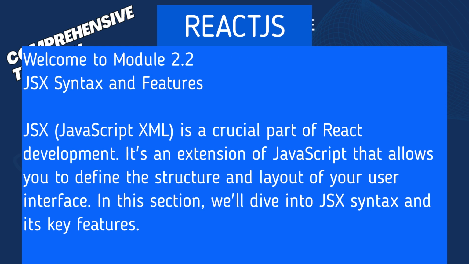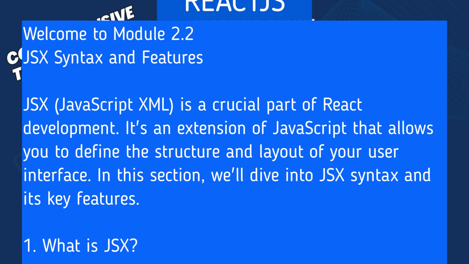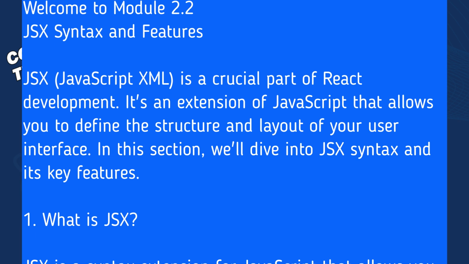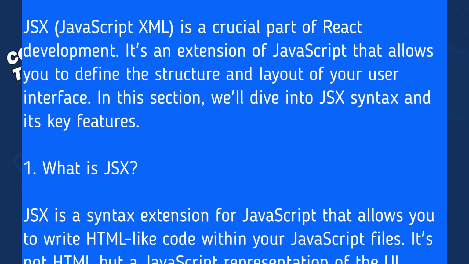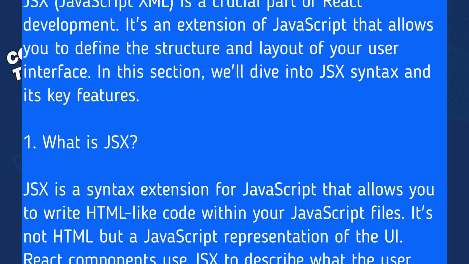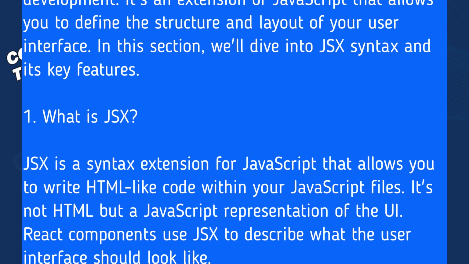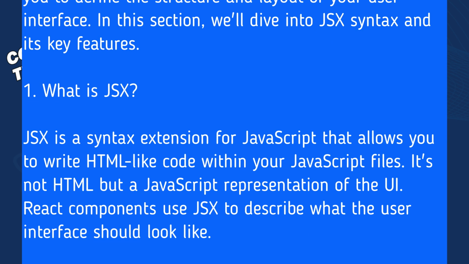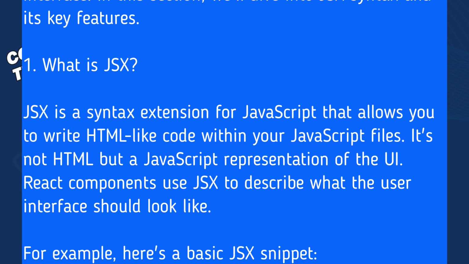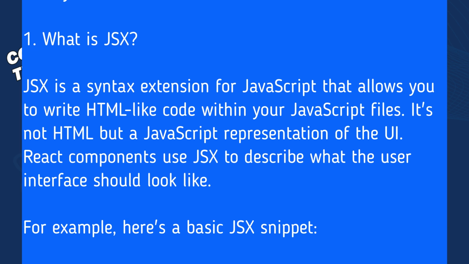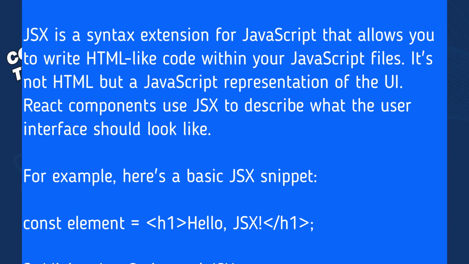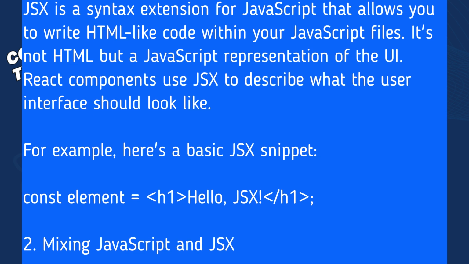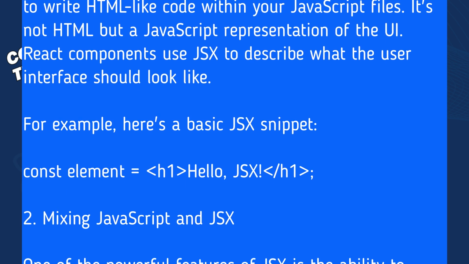1. What is JSX? JSX is a syntax extension for JavaScript that allows you to write HTML-like code within your JavaScript files. It's not HTML, but a JavaScript representation of the UI. React components use JSX to describe what the user interface should look like. For example, here's a basic JSX snippet. const element = <h1>Hello, JSX</h1>.